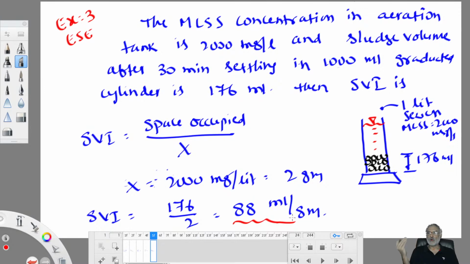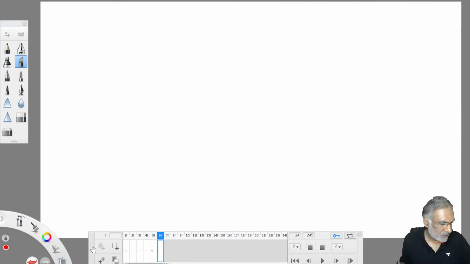So, before settling it is X. After settling it becomes XU. So what amount of space did it occupy? 176. What is the sludge volume index definition? Space occupied in ml by 1 gram of MLSS after settling for 30 minutes. Right? That's called sludge volume index. So 1 gram occupies how much space? Here how many grams? 2 grams. 2 grams occupy 176 ml space. 1 gram occupies 176 by 2. Understood? So that's why practice is required. Practice makes man perfect.